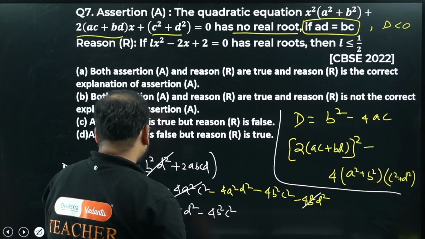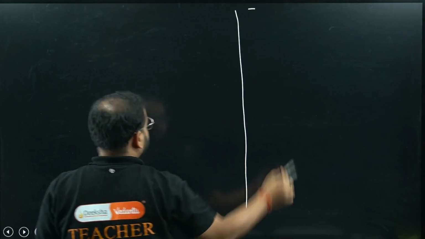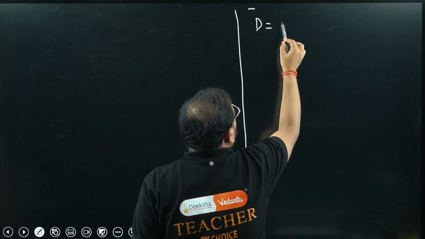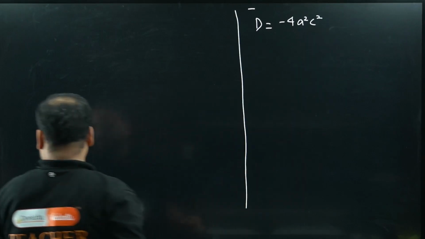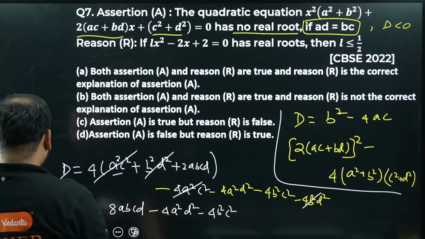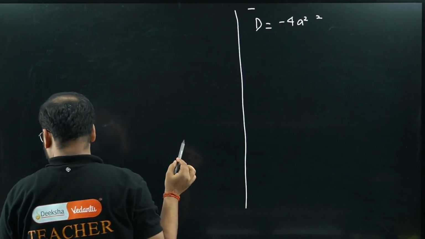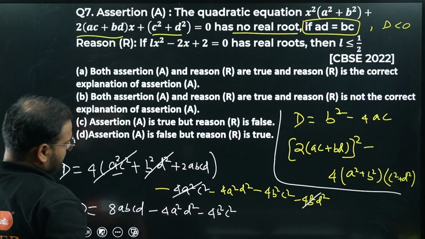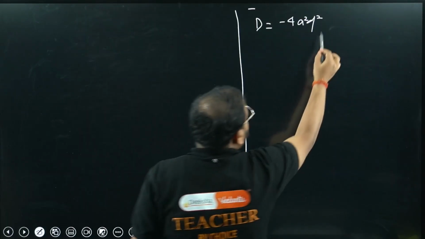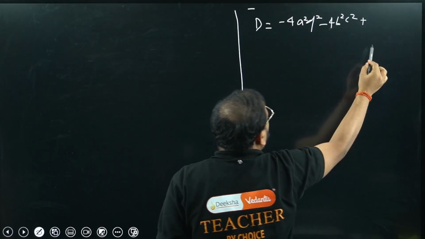Now I will write this in the next slide. Minus 4 a square c square or d square? A square d square, right? One second, just a little bit of patience. A square d square and minus b square c square, minus 4b square c square plus 8abcd.